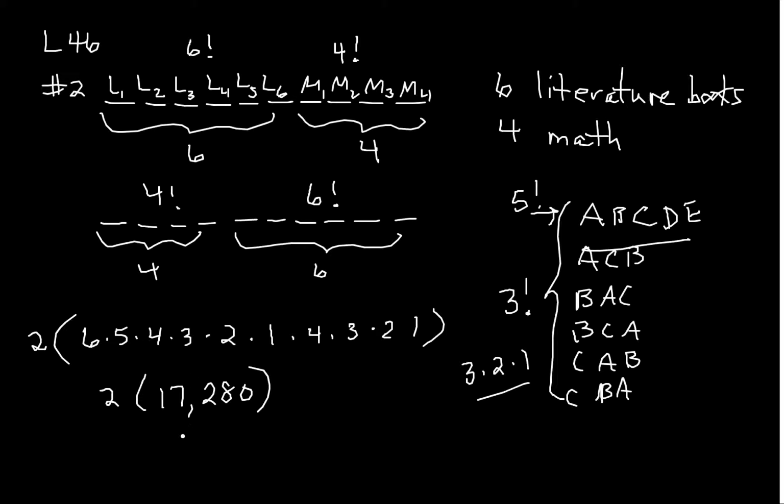So you're going to have 2 times 17,280, and it's going to be 34,560 ways that you can arrange your literature books and math books so that your literature books stay together and your math books stay together. All right, you use the factorials when there's no repeating, like when they're individual books, like obviously they can't repeat because they're all individuals. Okay, does that make sense to you guys? Yep.